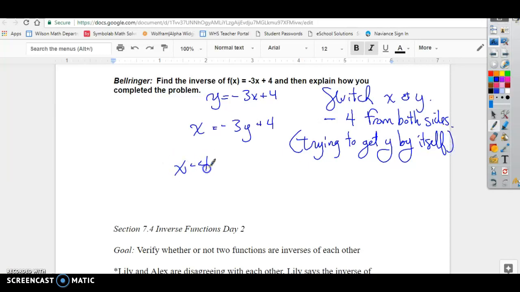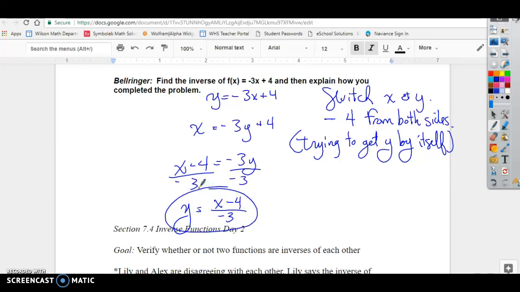So I got x minus 4 equals negative 3y. Then we're going to divide by negative 3. So our y will equal x minus 4 divided by negative 3. There's my inverse. So after this, we divide by negative 3 on both sides. Final answer is our inverse. Okay, and that's it. We're moving down into the new lesson.